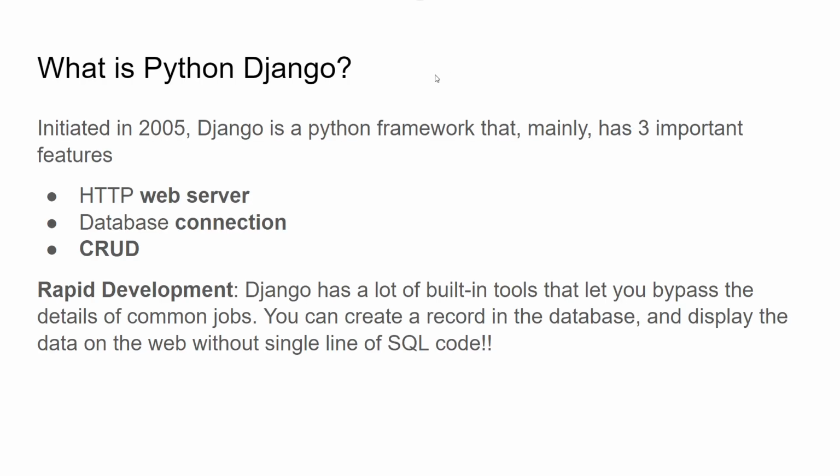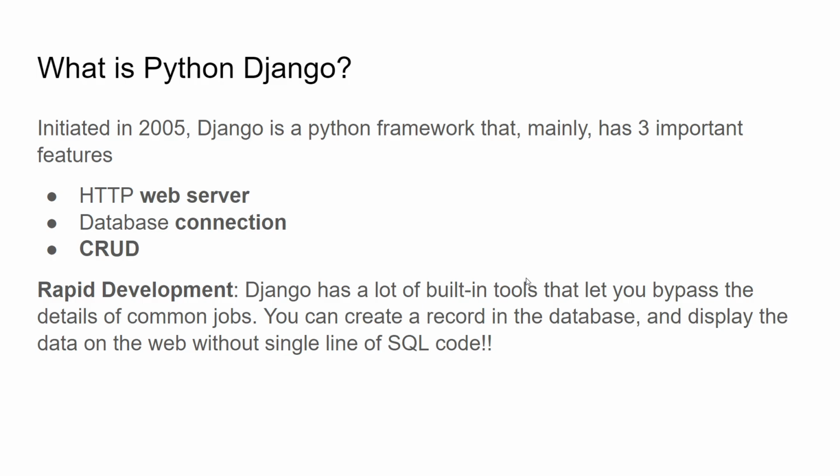Okay. Anyway, what is Python Django? Python Django was initiated in 2005. It's a Python framework. When we say framework, it means a group of tools that help you develop the system. Python Django has three features: one is the HTTP web server, the second is the database connection, and the last one is the CRUD group: create, retrieve, update, and delete the record.